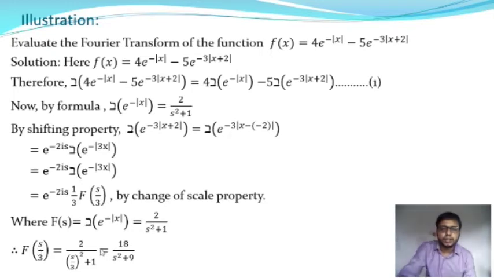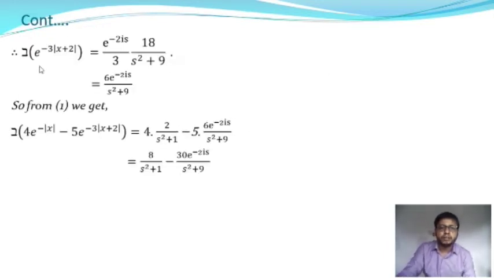After that we get the Fourier transformation of e to the power minus 3 into modulus of x plus 2, and it will be e to the power minus 2is by 3 into 18 by s square plus 9. After simplifying this, cancelling the term 3 from numerator and denominator, it will give 6 into e to the power minus 2is by s square plus 9.